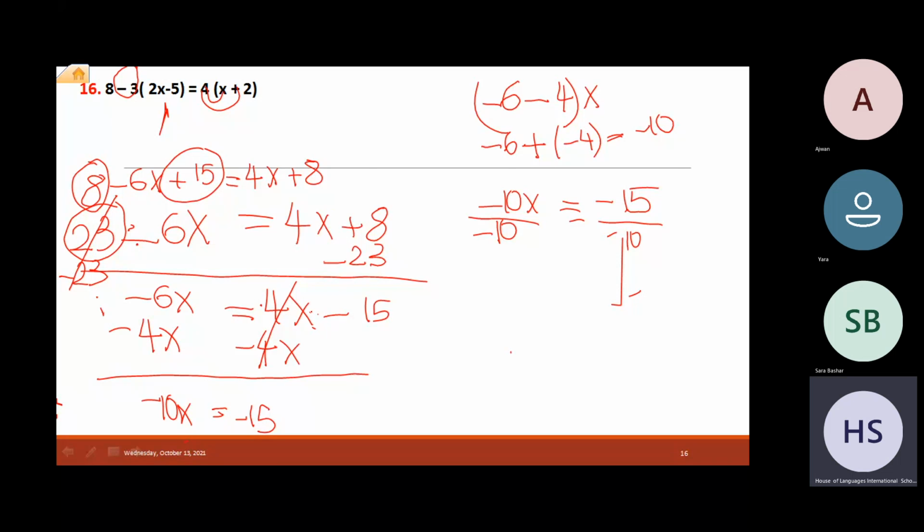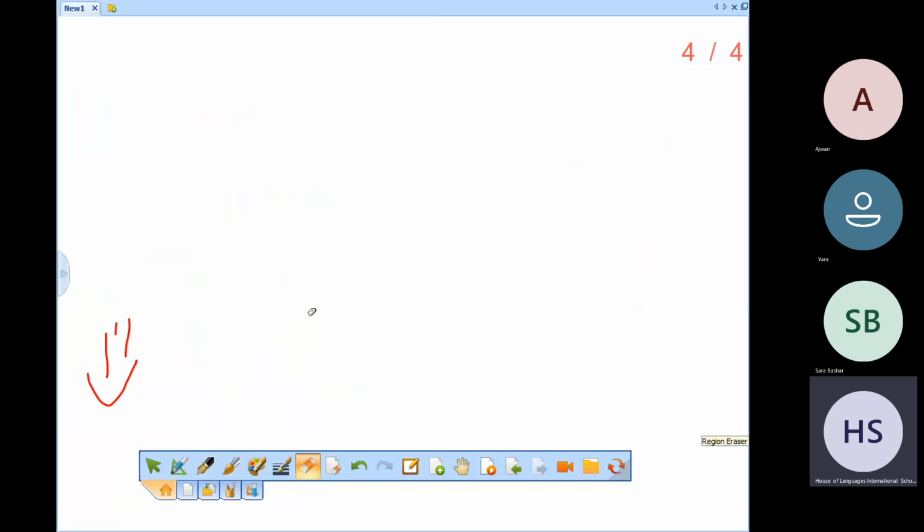Okay, I want to get x alone. So what can I do here? X is multiplied by negative 10. What is the opposite operation of multiplication? Division. It's multiplied by negative 10. What is the opposite?